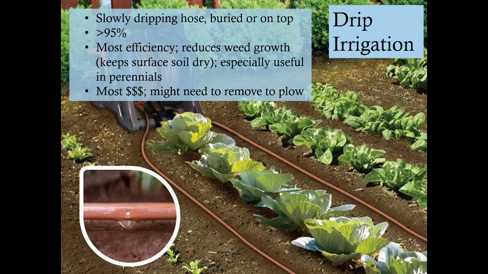And then drip irrigation, which again you probably have in your own yard to water some plants. Essentially a hose drips water slowly, either buried or on top. It can be over 95% efficient. It has the most efficiency. It reduces weed growth because you're being very specific to where you're watering. It can keep the surface soil dry, which is especially useful for perennials. It does cost the most money, and you have to remove it if you have to plow the area.